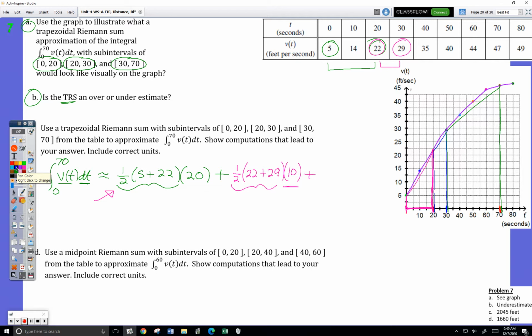Hands up, what's the last term? Hands up, what's the last term? Cameron? 1/2 times (29 plus 47). But yeah, parentheses 29 plus 47, times 40. You knew it before he said it? 2 points, 3 for Cameron. Question? Cool. And that works out to be 2045.